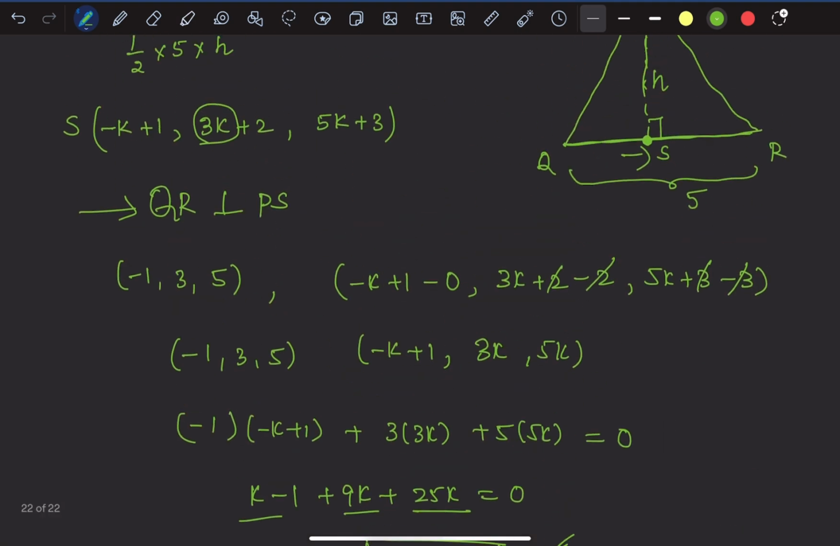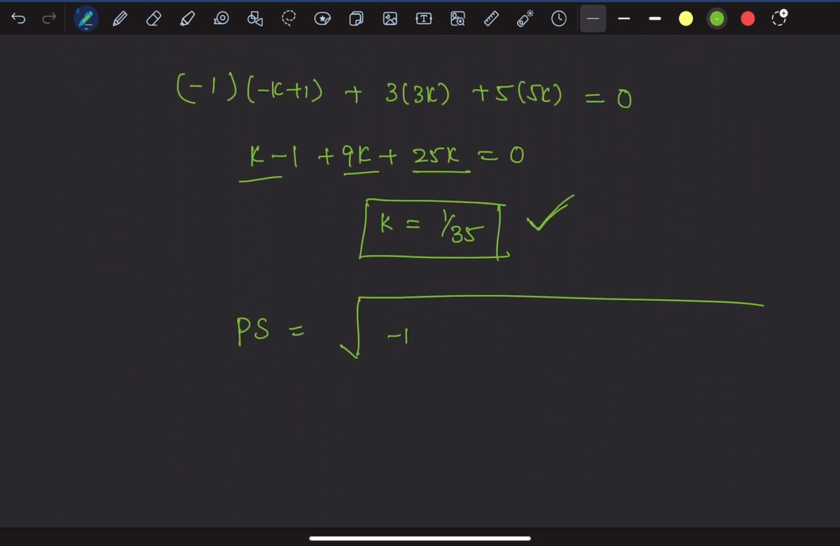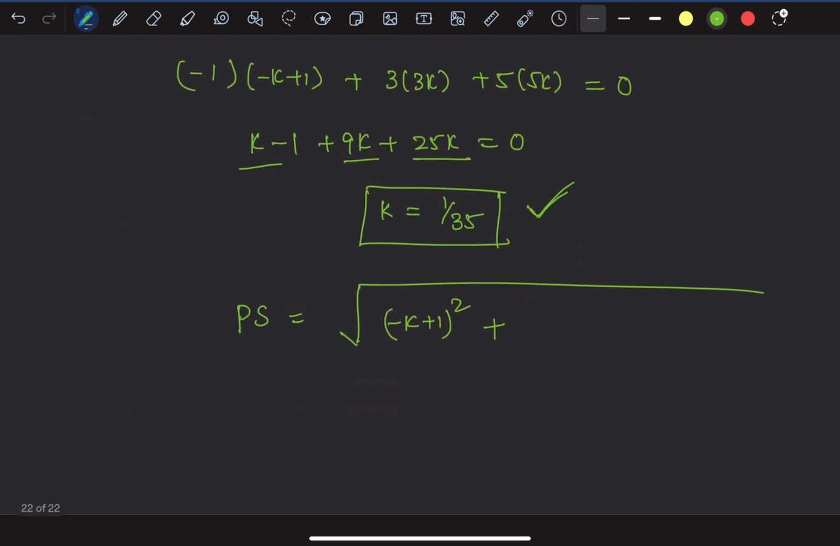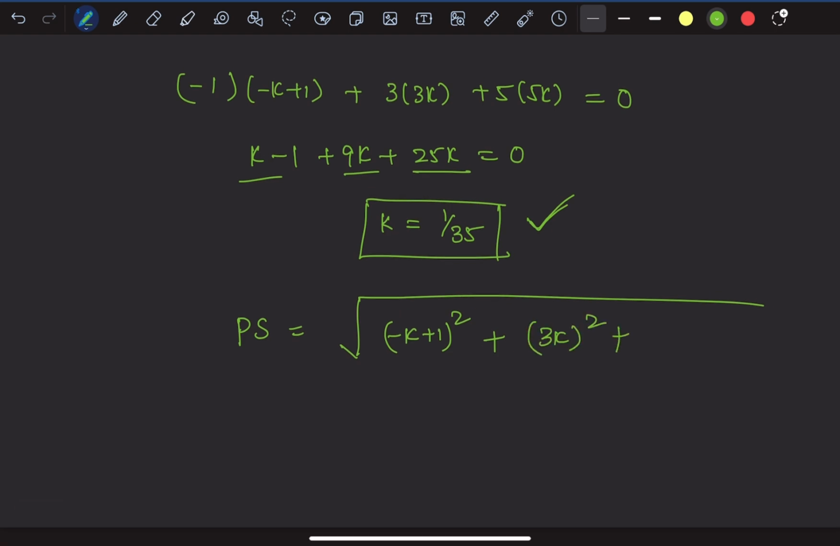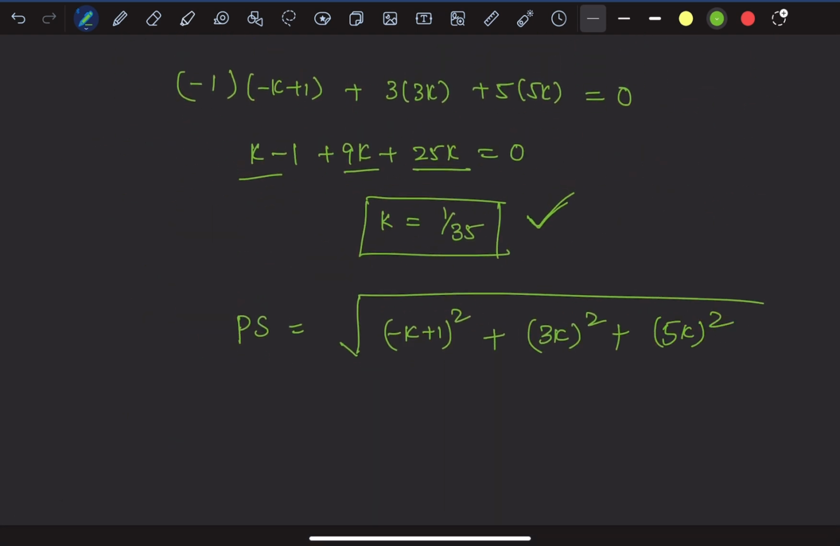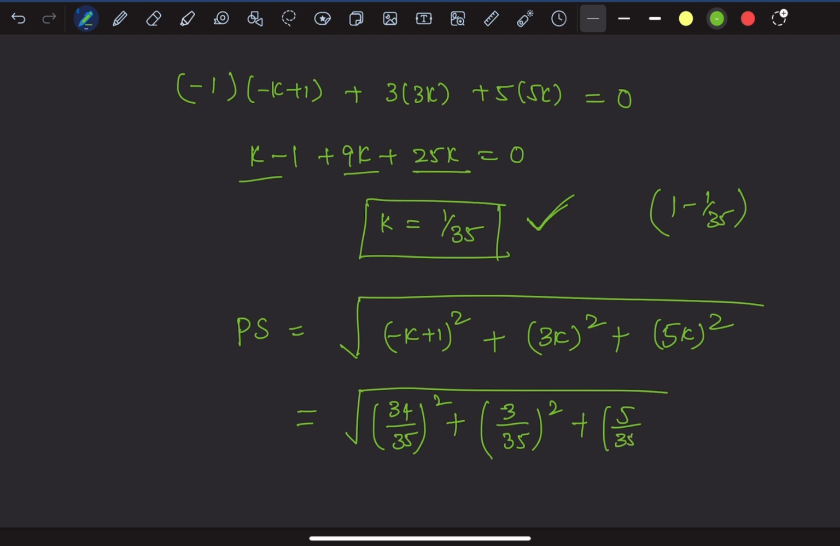PS will be equal to the square root of (-k plus 1 minus 0) whole square, plus (3k plus 2 minus 2) whole square, plus (5k plus 3 minus 3) whole square. Alright. So let us put the values of k here. So 1 minus 1 by 35, this is simply 34 upon 35 whole square plus 3k will be 3 upon 35 whole square plus 5k will be 5 upon 35 whole square.